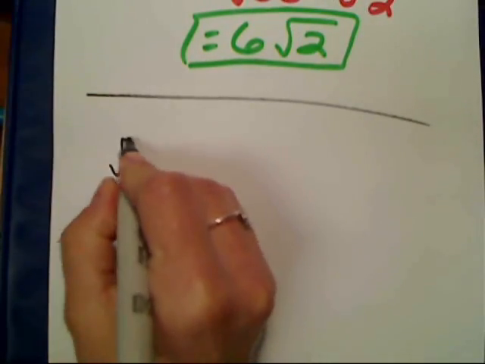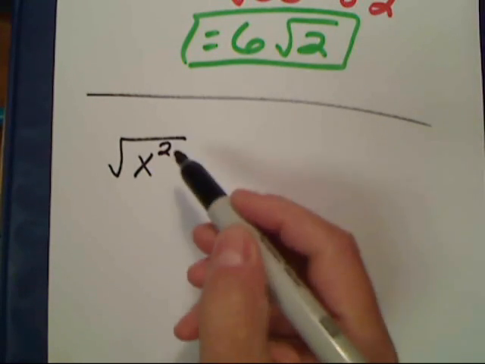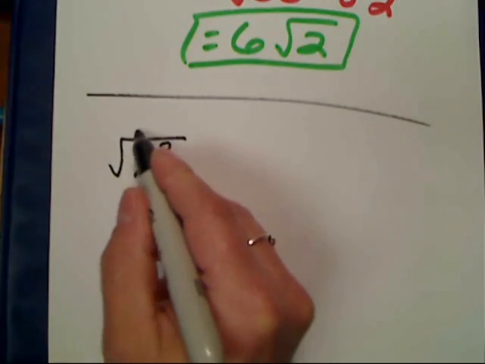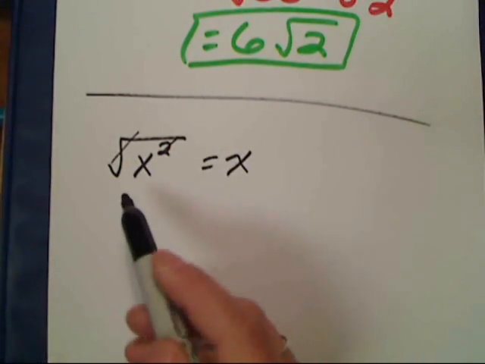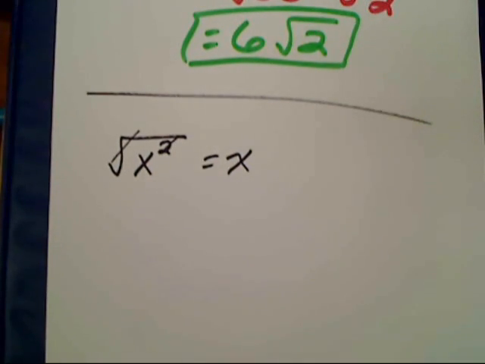What's the square root of x squared? Well, the square root of x squared, because we have a square and a square root, they cancel each other out, and you end up with just an x. What number times itself gives me x squared? Well, x times itself gives me x squared, because that's the whole definition of it. Does that make sense to us?